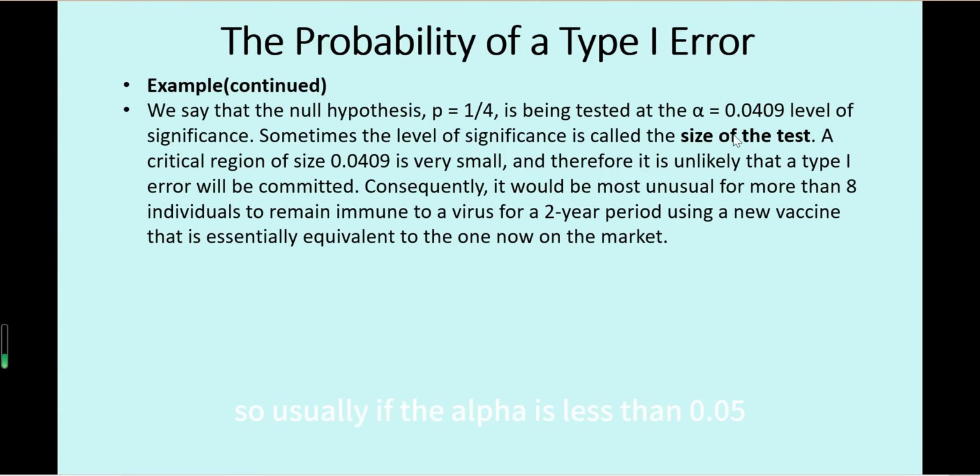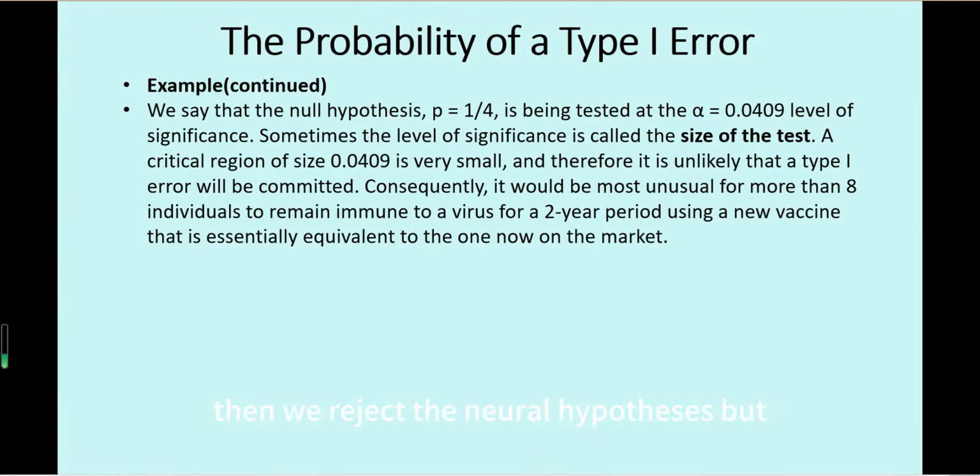So usually, if the alpha is less than 0.05, then we will reject the null hypothesis, because this is quite an unlikely event, but it occurs. If the null hypothesis is true, so p is 1 of 4, but we get 8 positive from the 20 random samples, this probability is quite low. Then we reject the null hypothesis because the very unlikely event occurred.